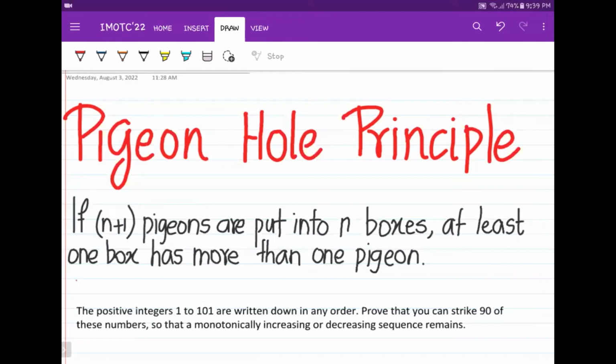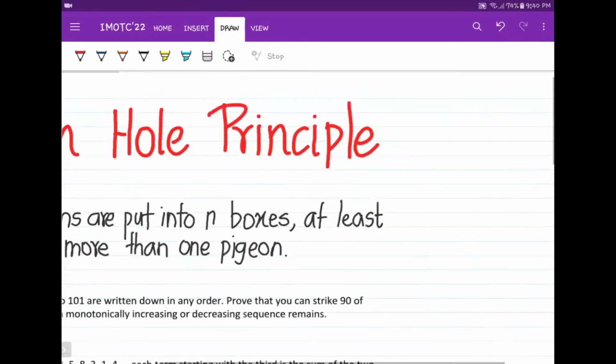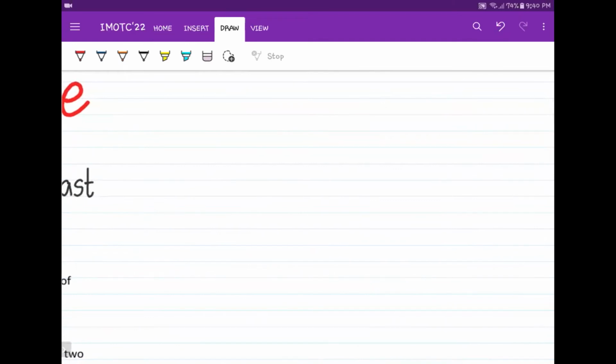Did everyone get it? No. Okay. Shall I repeat? My argument was slightly different. What we do is construct these new sequences.